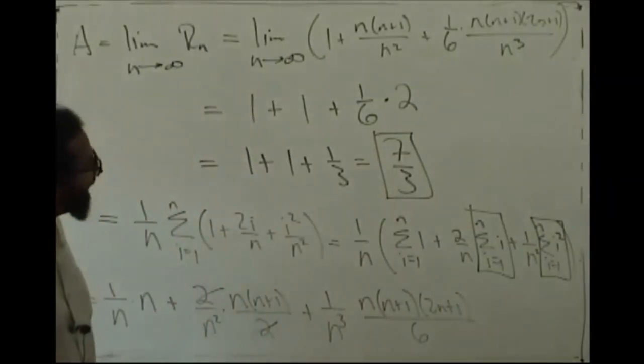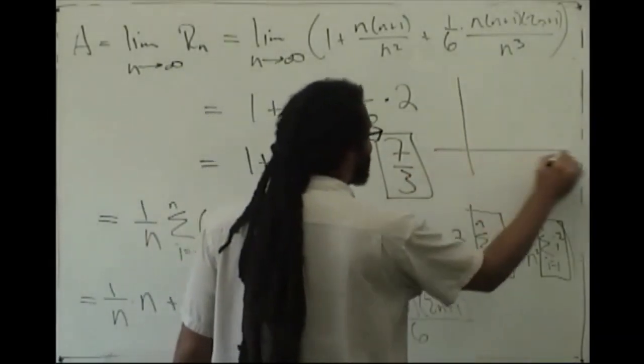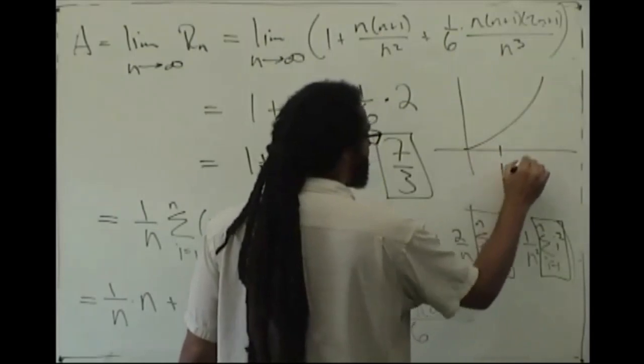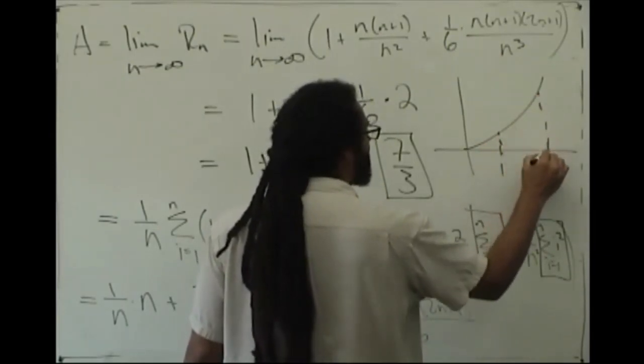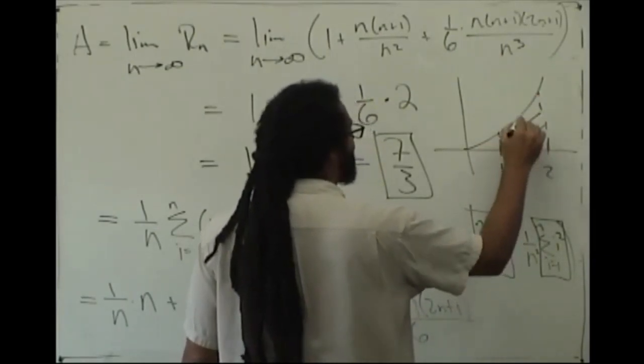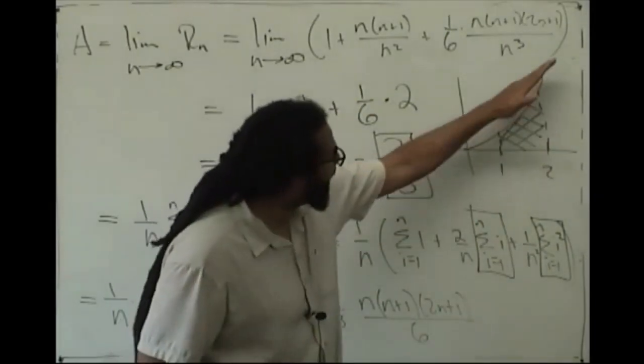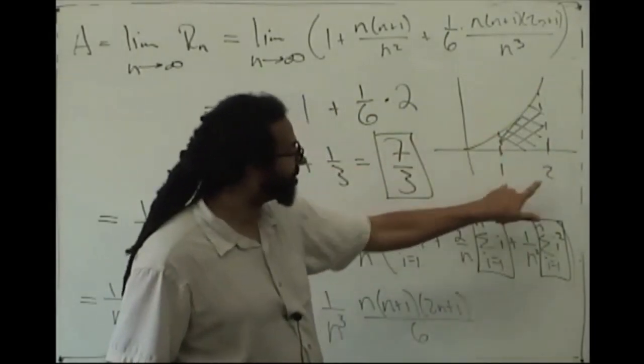So that's the exact answer. That's the exact area under this parabola y equals x squared on the interval from 1 to 2.